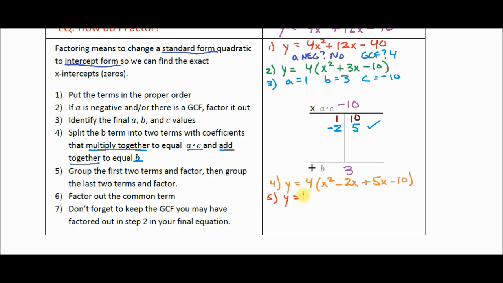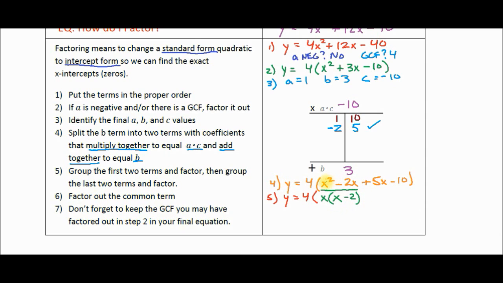y equals 4, and now watch what I'll do here. I'm going to take the first two terms and I'm going to factor them. So take a line. Let's go ahead and draw a line under the first two terms. Let's factor them. Do they have a common factor? Absolutely. Their common factor is x. x is in both of these terms, so I'm going to pull out an x, and now I'm going to write what's left over. x times x is x squared. x times negative 2 is negative 2x.